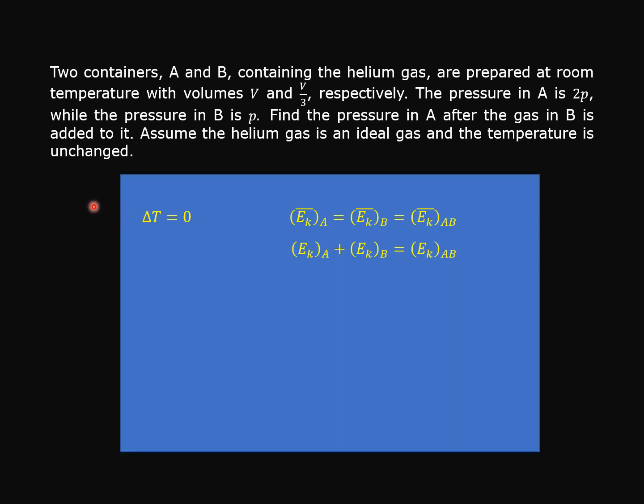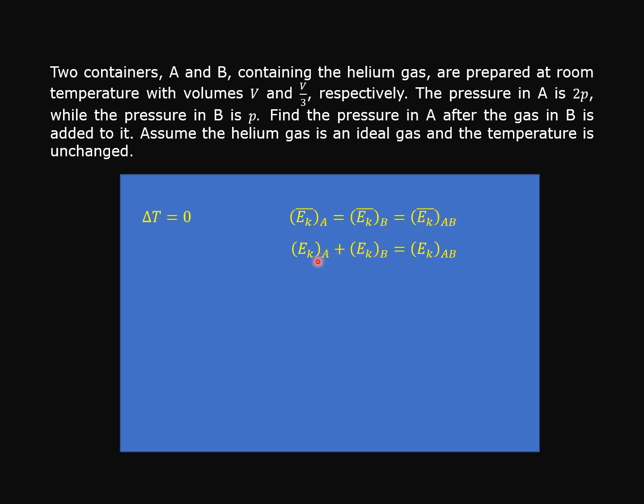Now we try to interpret the meaning of the result that we obtained from the calculations. It is mentioned in the question that the temperature is unchanged. Delta T is equal to 0. So this implies that the average translational kinetic energy of the gas in containers A and B are the same. And after B is added to A, the average translational kinetic energy of the gas remains the same. So these three quantities are the same.